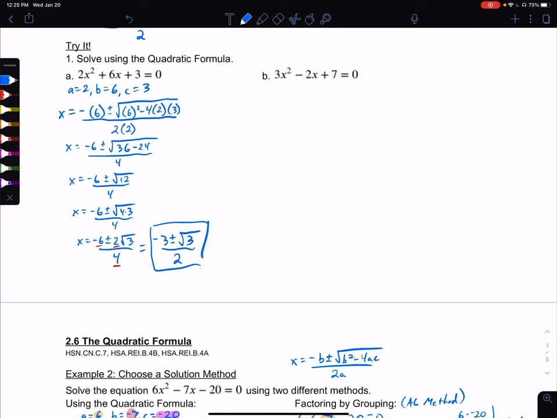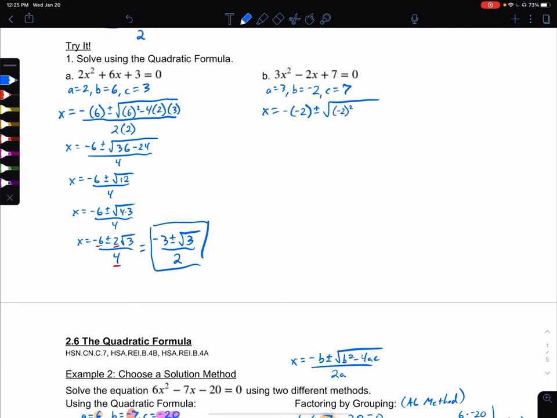All right, in part B, same thing. We're just going to use the quadratic formula. The process is the same. We'll just have different numbers for A, B, and C. So x will be equal to negative negative 2 in this case. Be careful with that. Plus or minus.